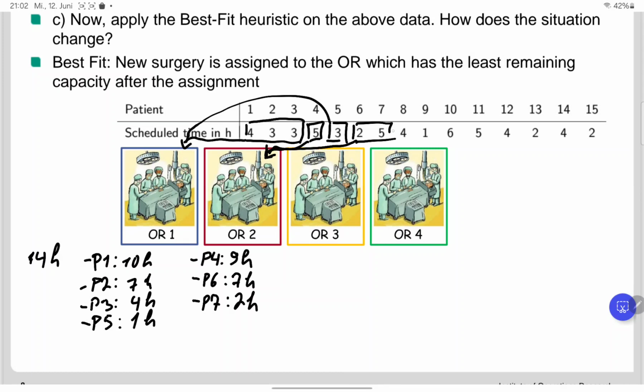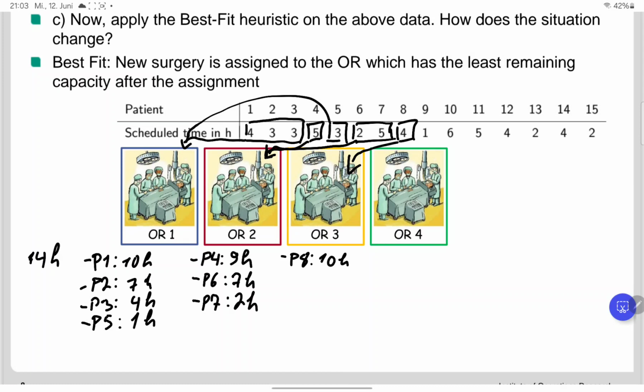And then we have the 8th patient, who requires 4 hours. So that doesn't fit into operating room 2 anymore. So we are using the third one. So we assign him to the third operating room. 14 hours minus 4 is 10 hours that are left. Okay, so that one can be assigned to operating room 3.